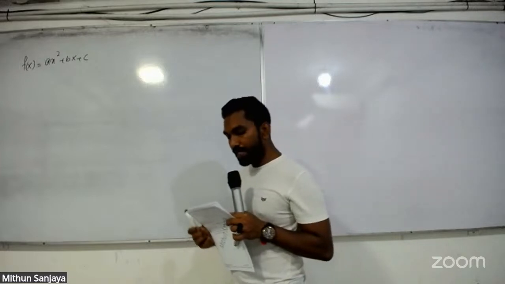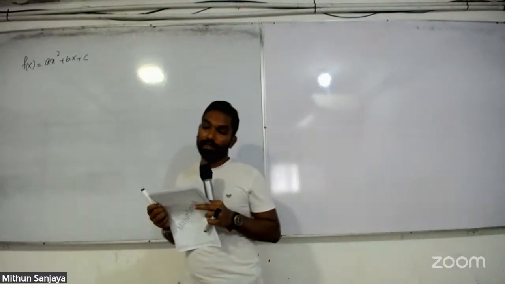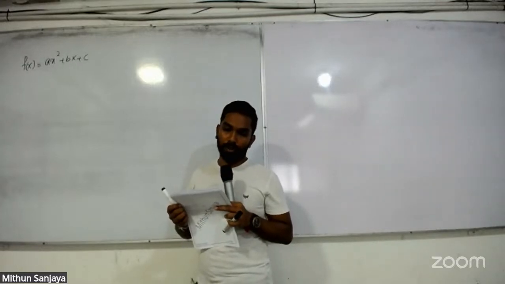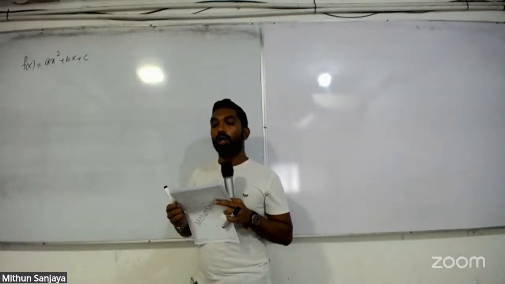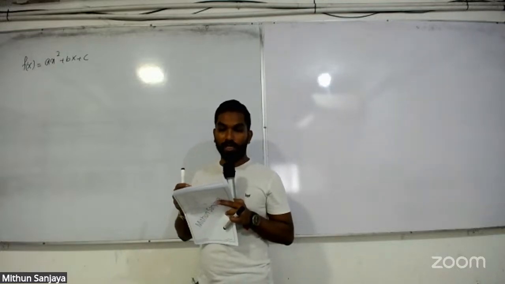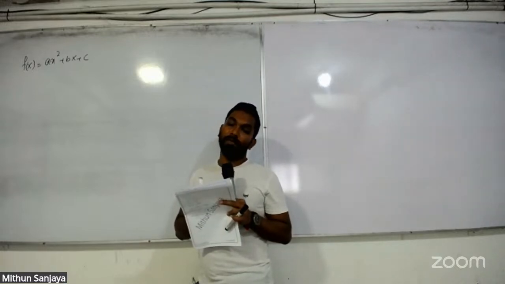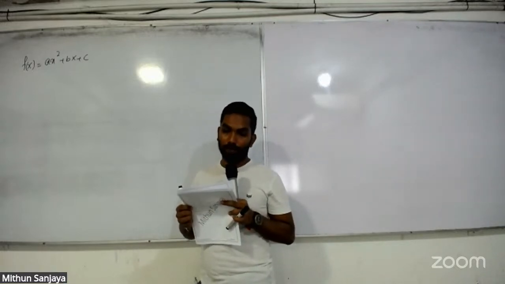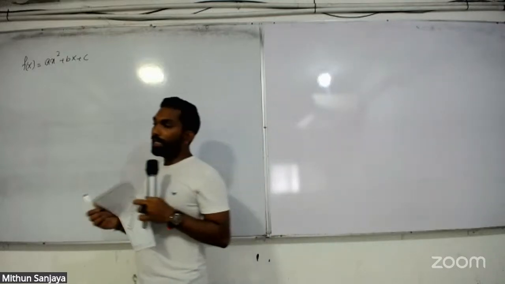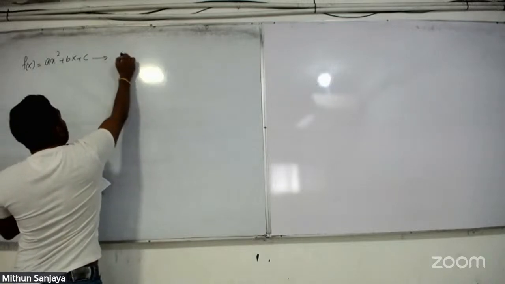Now the first thing, very important, is the perfect square. What is the perfect square of a quadratic function? Or we can write it as completing the square.